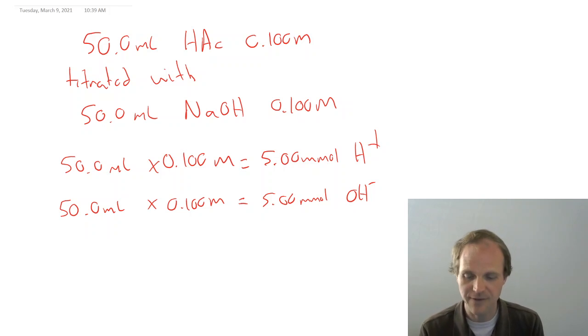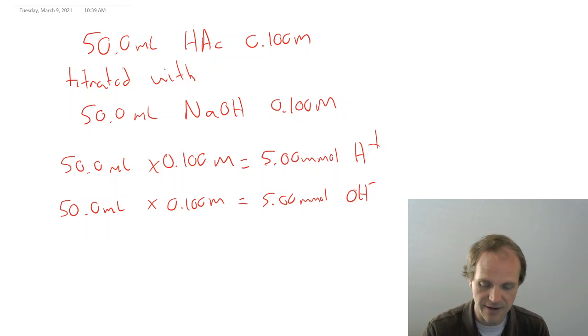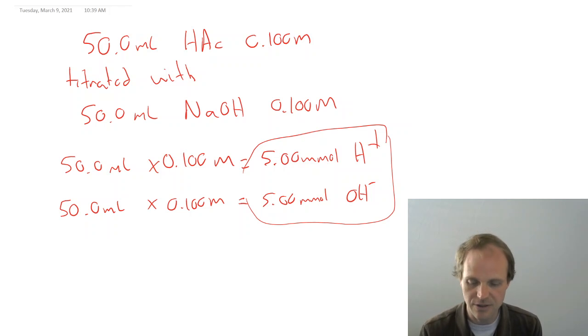The problem we had is we had 50 milliliters of acetic acid, HAc, which we're going to abbreviate, at 0.1 molar, titrated with 50 milliliters of sodium hydroxide at 0.1 molar. We decided, hey, we're at the equivalence point since we have 5 millimoles of each one of those. And what we're going to do, right?